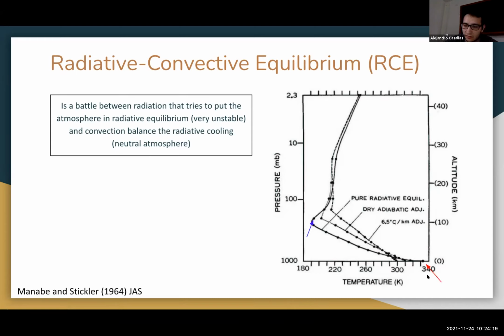You see, it's 340 Kelvin, so it's too warm. And the tropopause is too cold. But here, the stratosphere is very well represented. So it's very similar to what you would expect to see in observation.